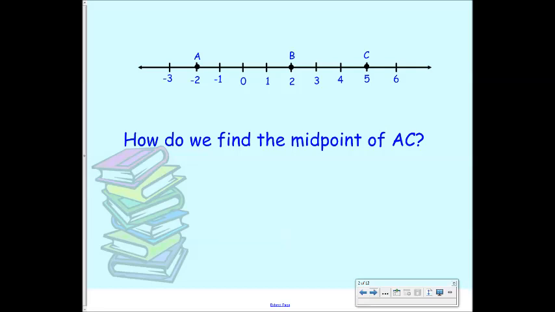At first glance, does it look like B is the midpoint? Yes. Maybe. Is it actually? No. Why not? It's a little bit closer to C than it is to A, so it's not the midpoint. So Gabe, what would the midpoint be? 1.5. How do you know that?